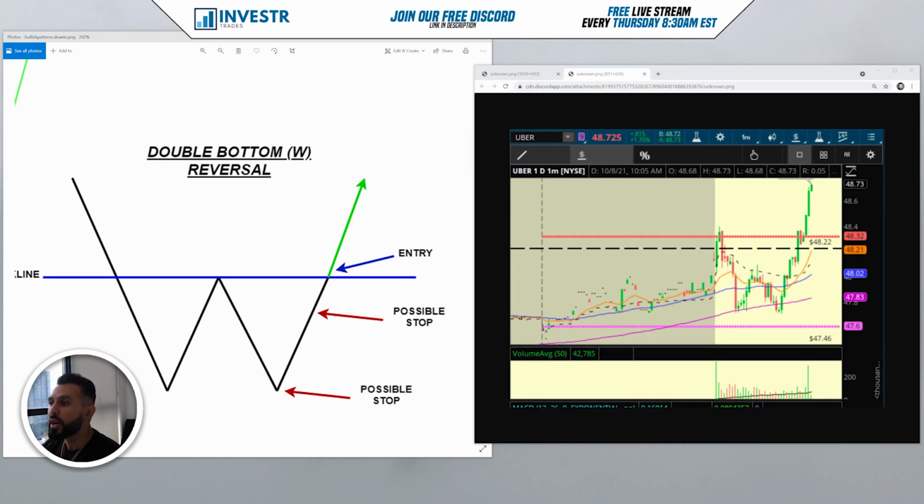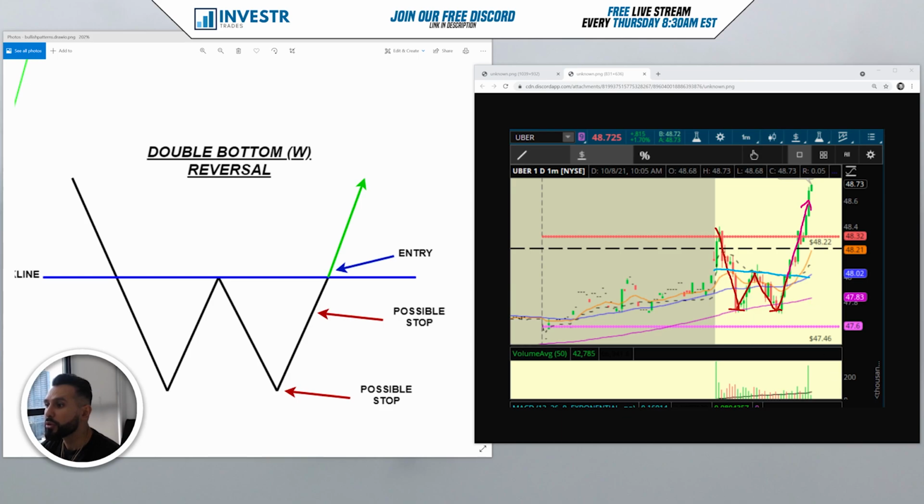We can see that we have a move to the downside here. We hit an area of support, we bounce up, hit an area of resistance, pull back down, we hit this same area of support down here again, we push up, and this right here, this is our neckline, and then we get that breakout, which takes us straight higher.